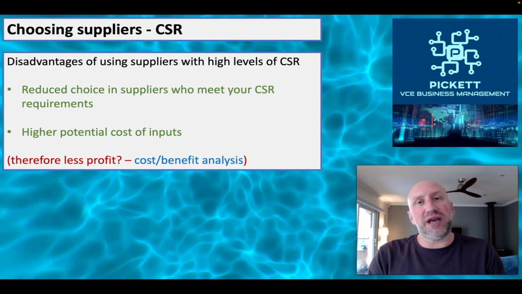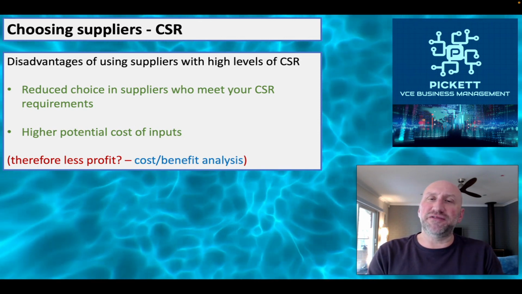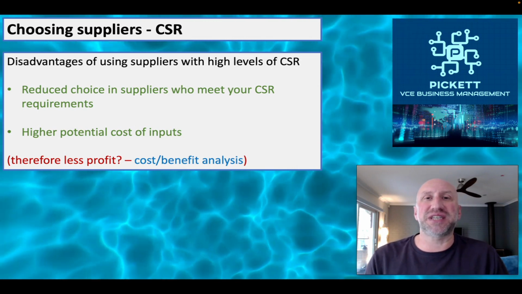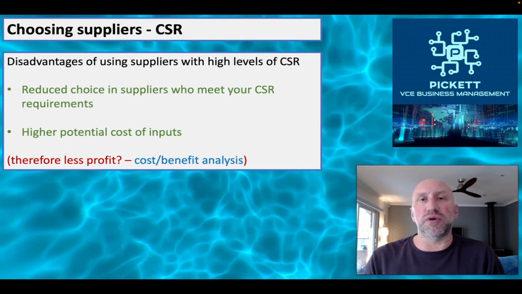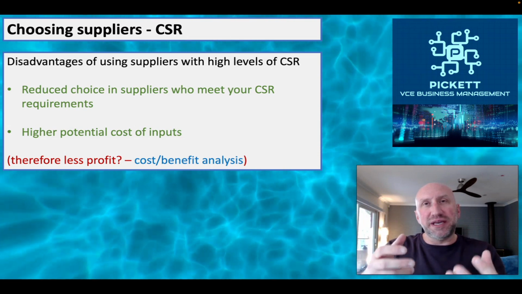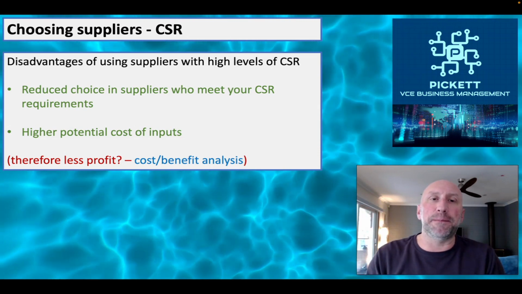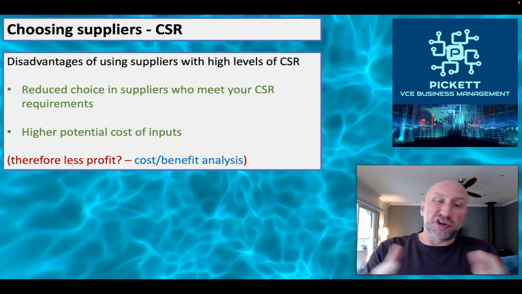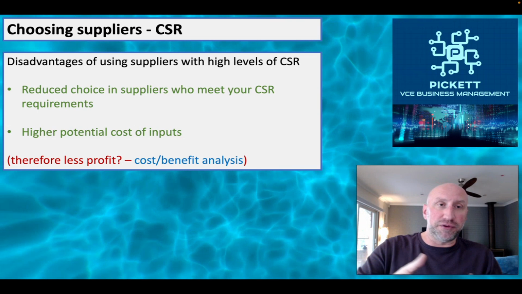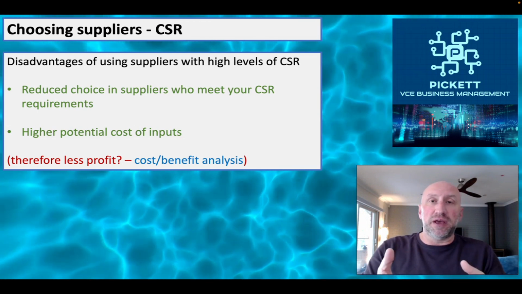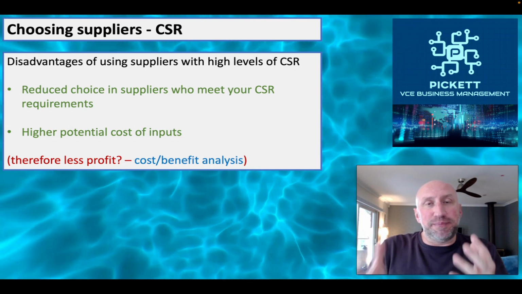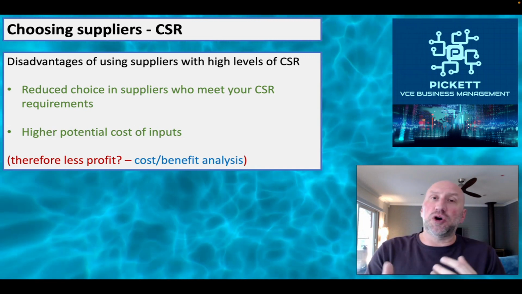And also potentially higher cost of those inputs. You'll often find that resources that have been produced in this sort of sustainable, ethical way can cost more than those that haven't. So again, then we come back to this idea of quality, price, and that kind of equation, and getting that balance right. So therefore, you could argue less profit. If you're paying more for your resources, you could say, well, there's less profit. And when we looked at the advantages just previously, we said it leads to more profit. So again, it's a balancing act. You do a cost benefit analysis.